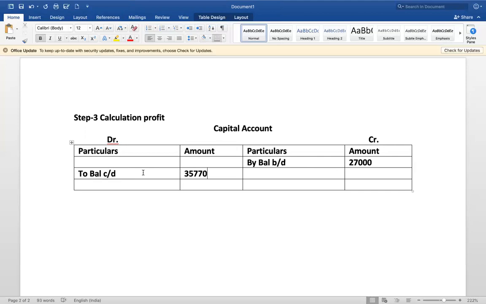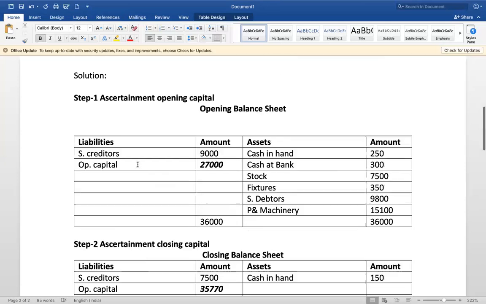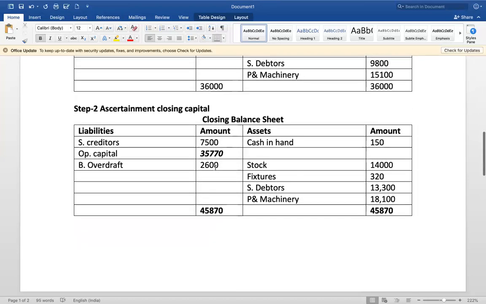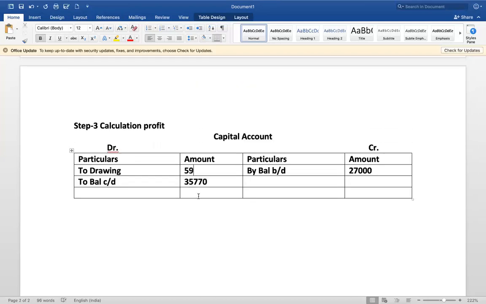And there is a drawing. What do you do with that drawing? The drawing is debited to the capital account. That is given in the problem. During the year, Jones withdrew 5,900. That 5,900 you take here, and take the total. 41,670 is the total. That's the end of the solution.